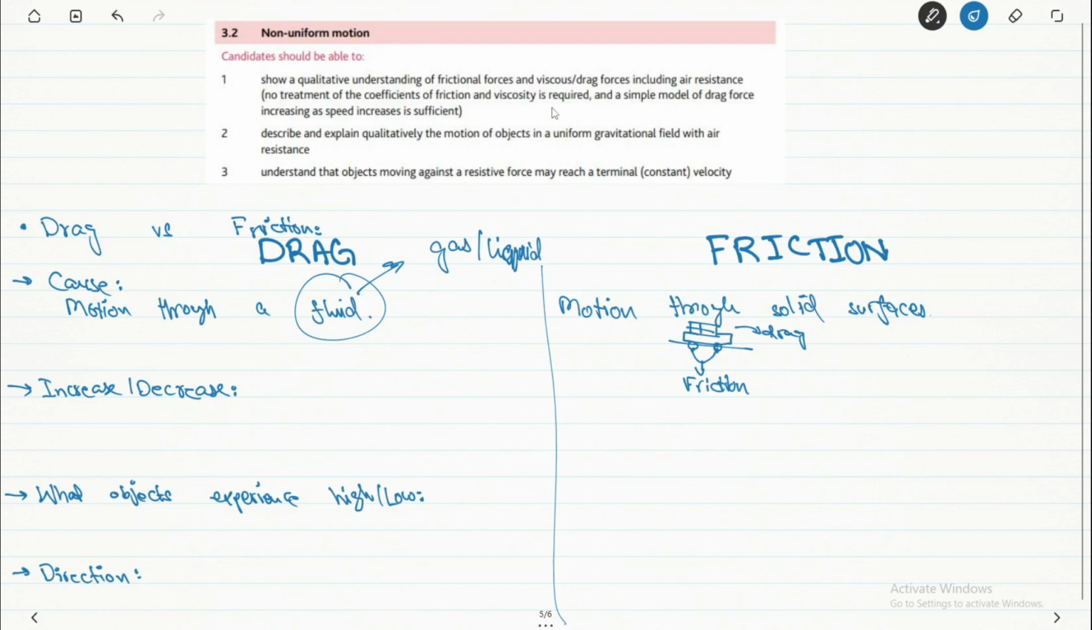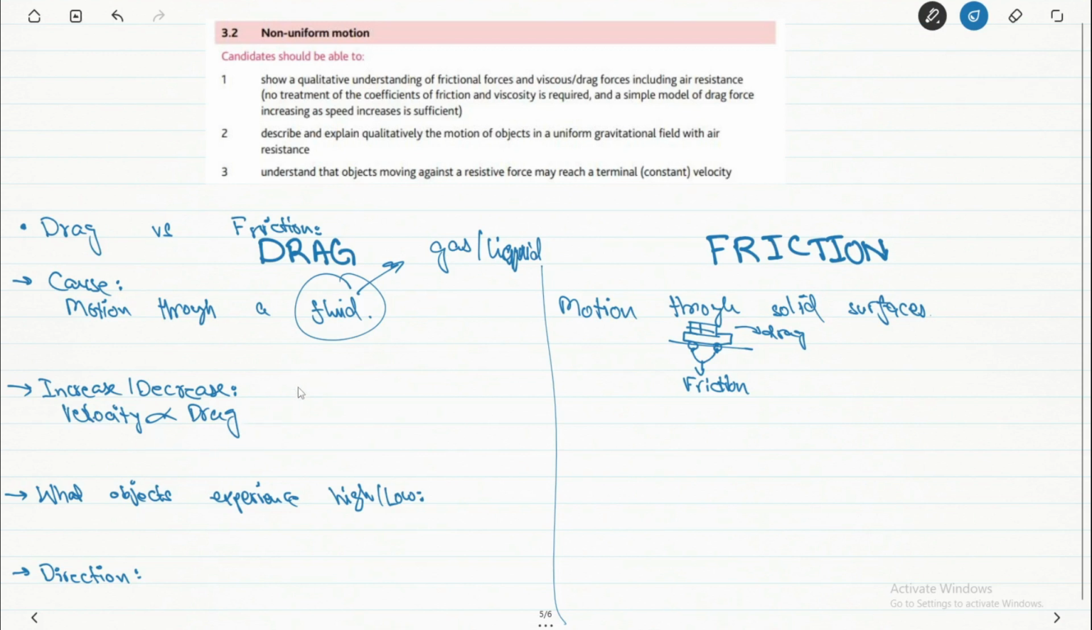Now, no treatment of formulas is required. Just a simple model of drag force is increasing. Now, increase slash decrease, right? What causes an increase or decrease in these forces, right? Now, velocity through the fluid is proportional to drag, right? Let me just write this first. Now, velocity through the fluid basically causes an increase or decrease in drag force.